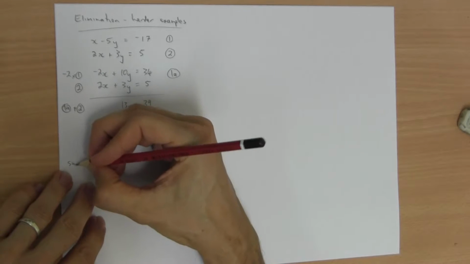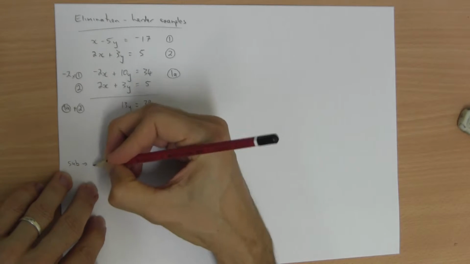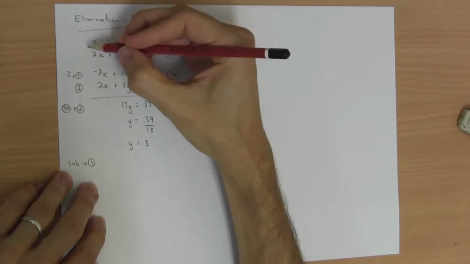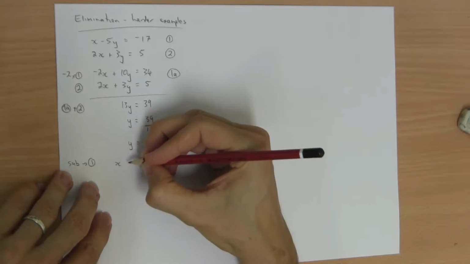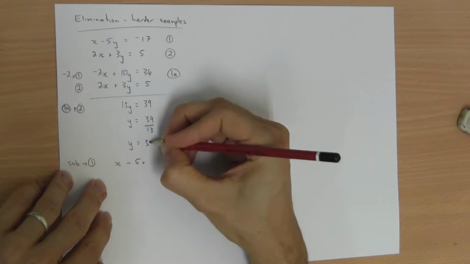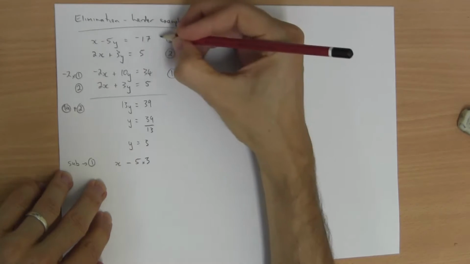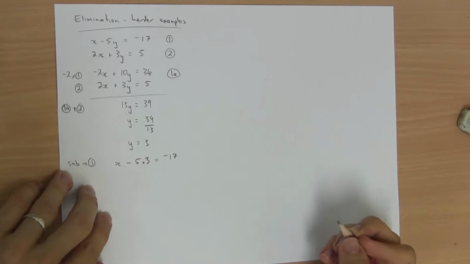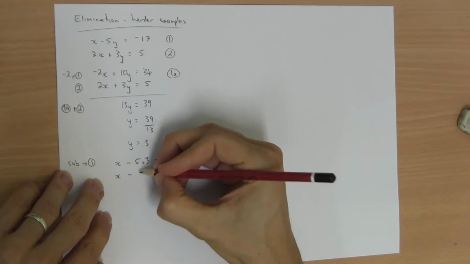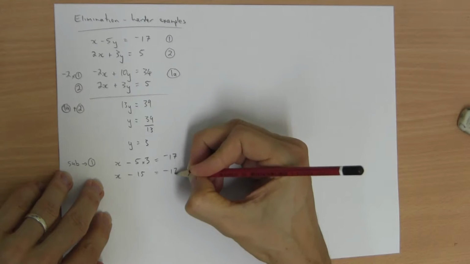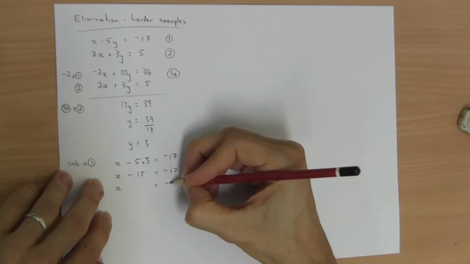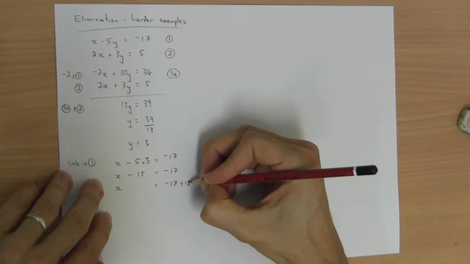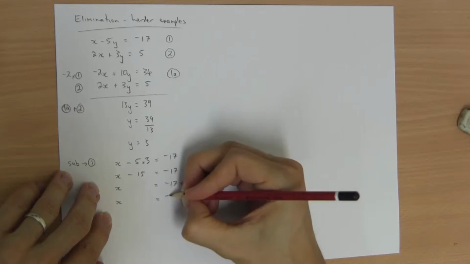Okay, substitute that back into one of the equations. Equation 1 is probably the simplest. x minus 5 times y is negative 17. I'll get the negative 17. x minus 15 is negative 17. x is negative 17 plus 15, which means x is negative 2.